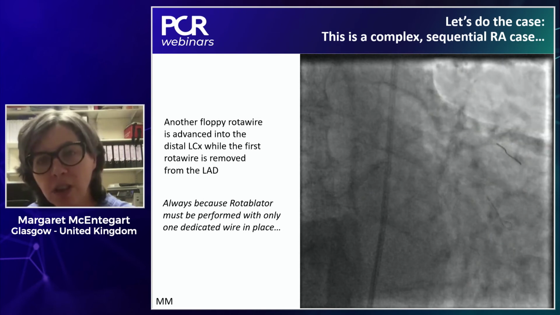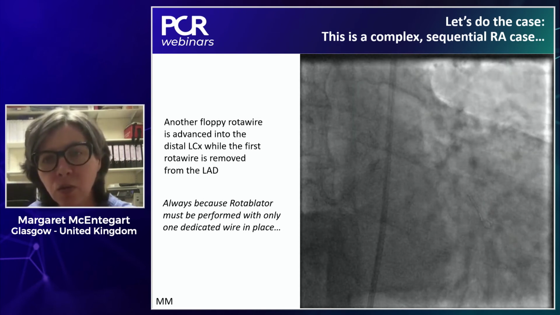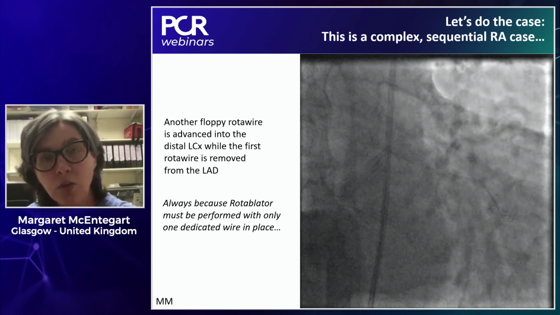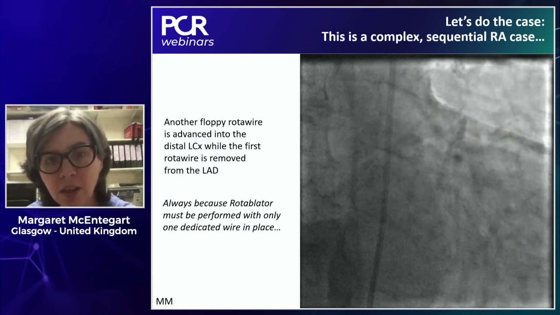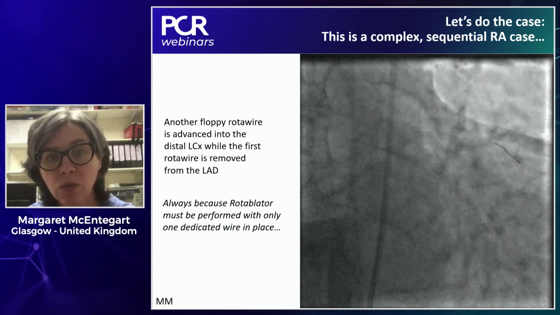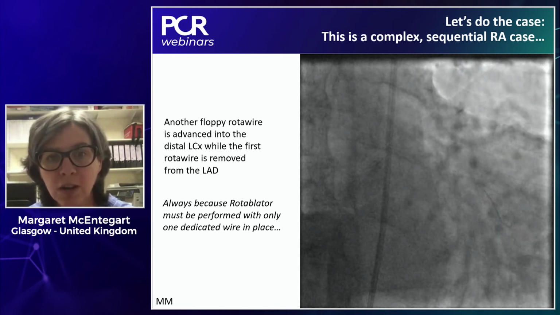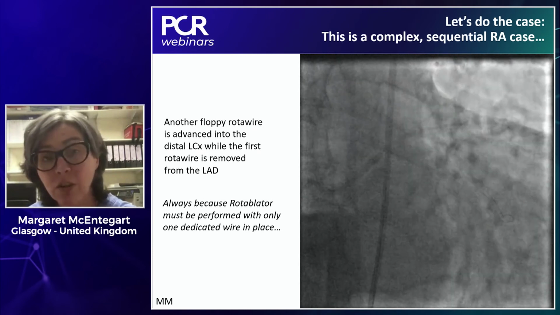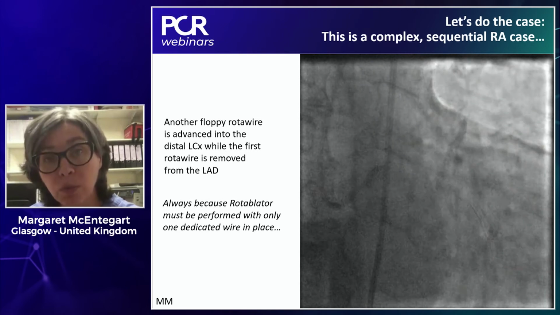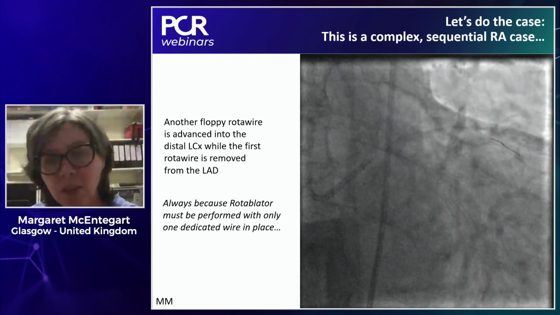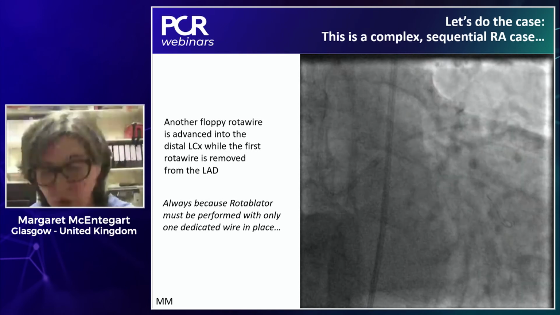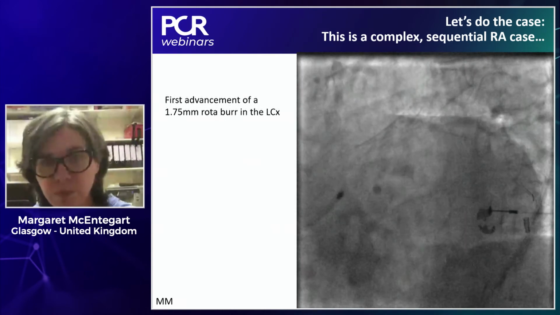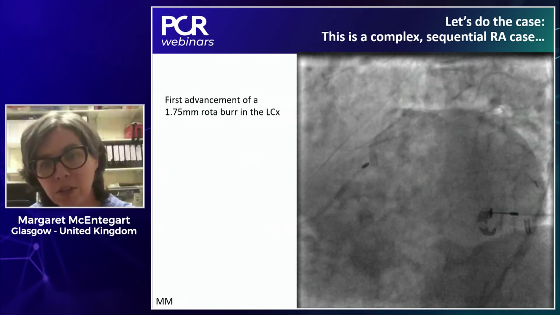So once it debulked the LED, they've delivered a second rotawire into the circumflex, retrieved the rotawire out of the LED. So as Flavio said, you always rotate on 1 wire, not 2 wires. And then the circumflex, having debulked most of the calcium in the left main, Flavio goes straight to a 1.75 burr and then debulks into the circumflex.